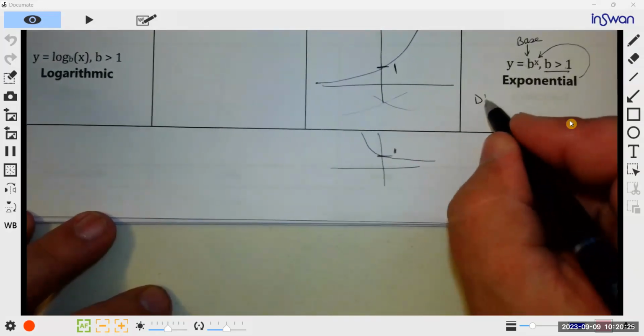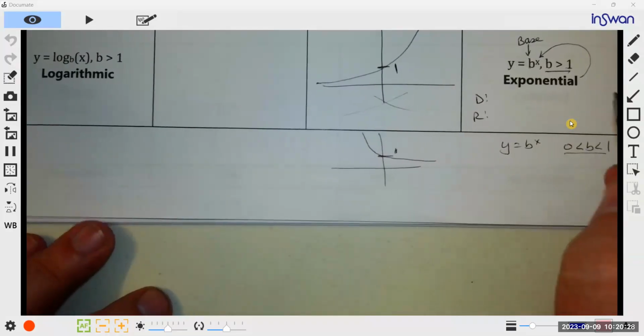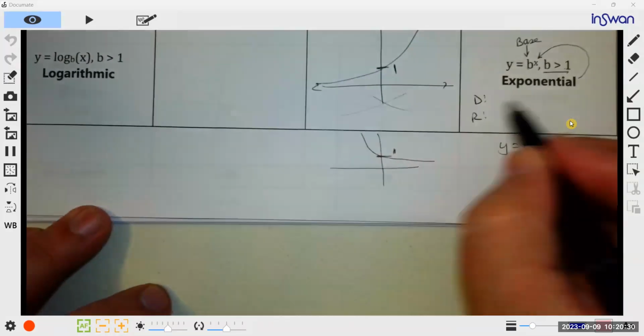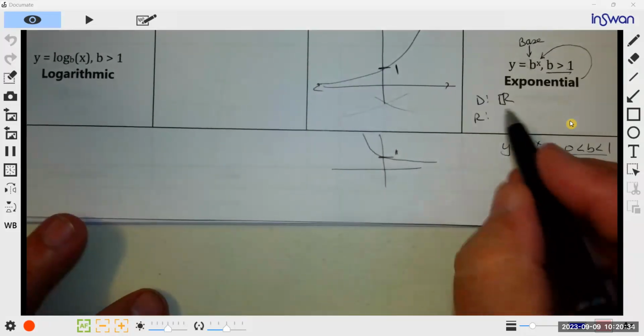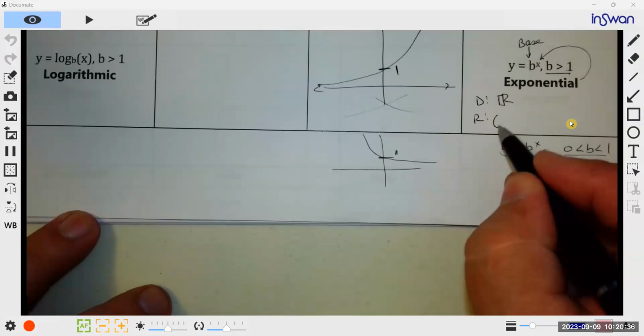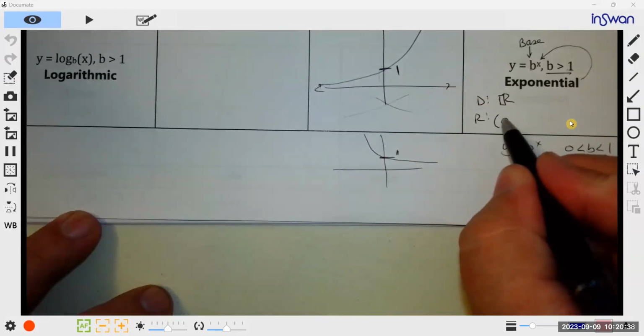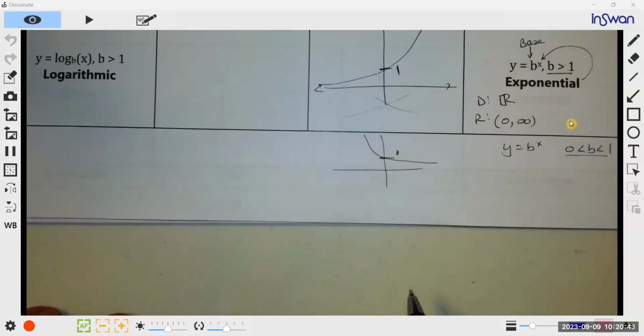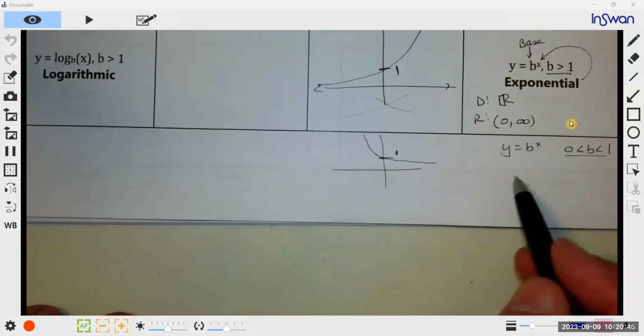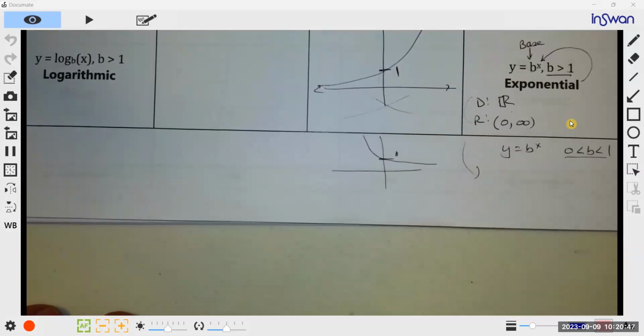The domain and the range. Domain is all real numbers because it goes from negative infinity to positive infinity. The range, it gets very close to 0, and then it goes up from there. And that's the same for both of these.